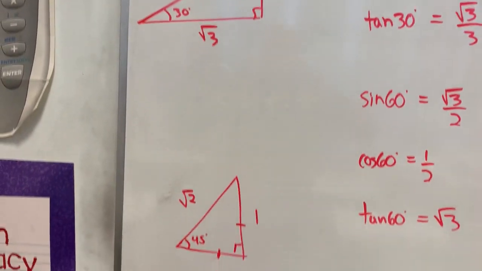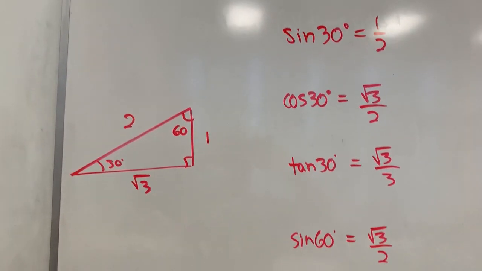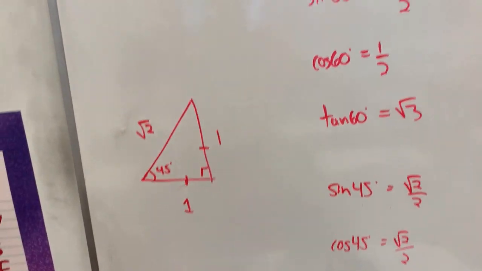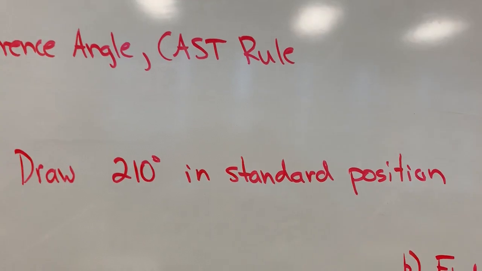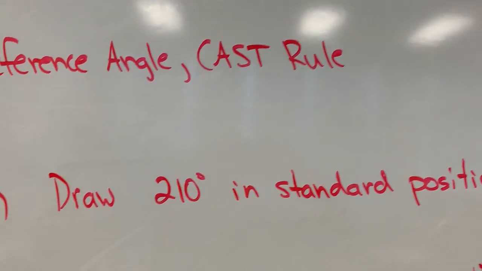And I do want to remind you of the special triangles we went through in the last video. So we've got our exact values for sine, cos, tan of 30, sine, cos, tan of 60, sine, cos, tan of 45. We're going to use those to answer our question here. So our question for this example is draw 210 degrees in standard position. So that hopefully is a review.